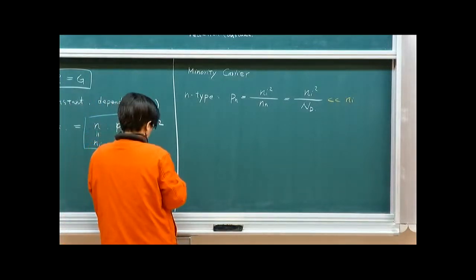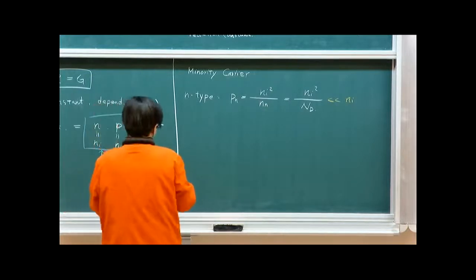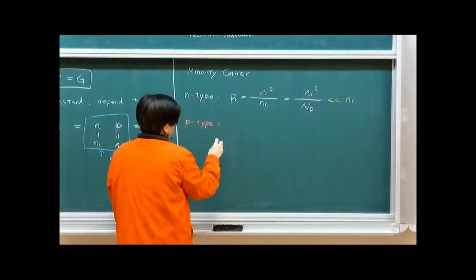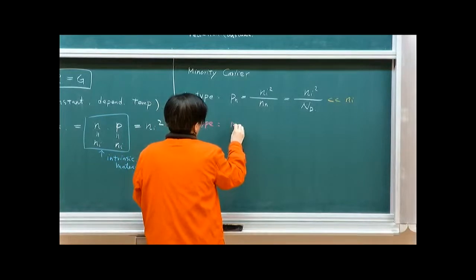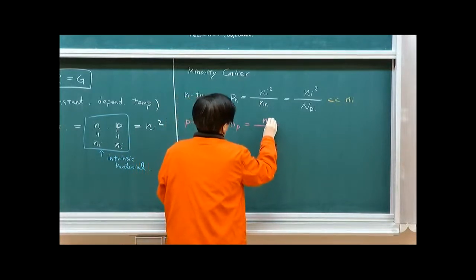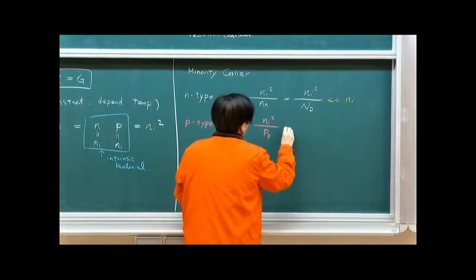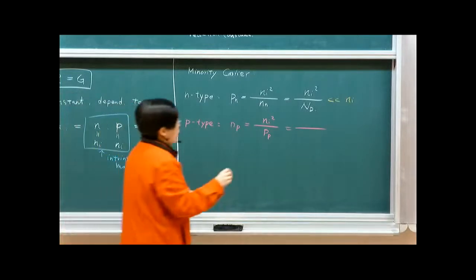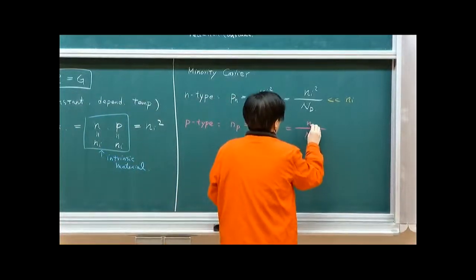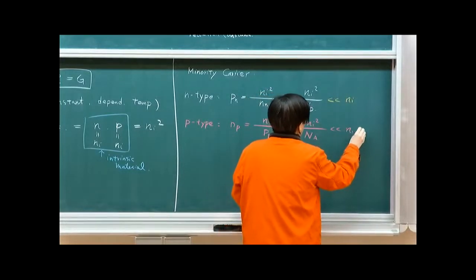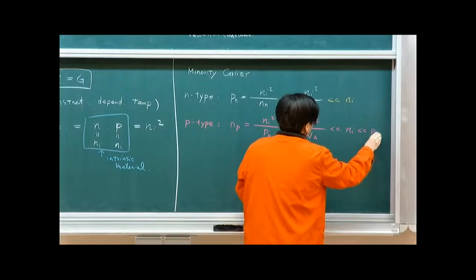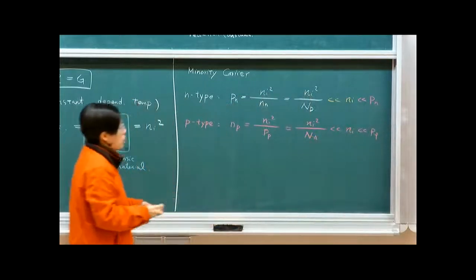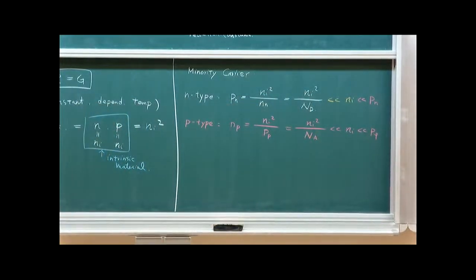You can also do the p-type. So for p-type, the minority carrier np will be ni squared divided by pp. And we know that in a p-type semiconductor, the dopant is the acceptor, so it's Na. Ni squared over Na, and this is also smaller than ni, smaller than pp. Okay?